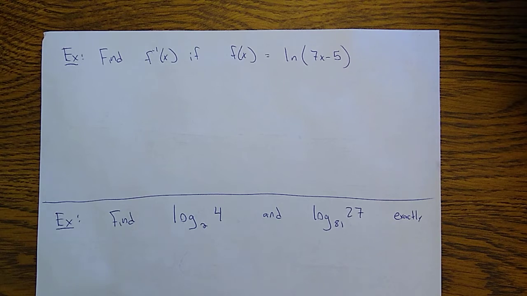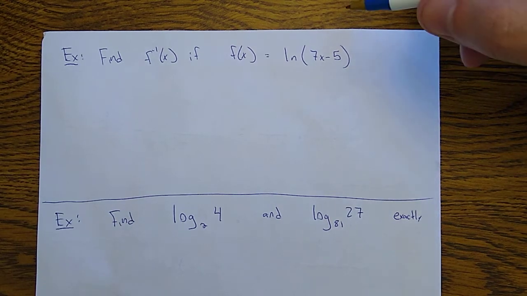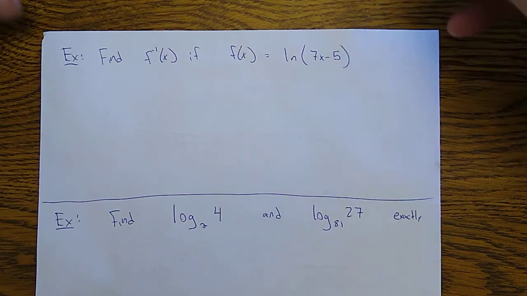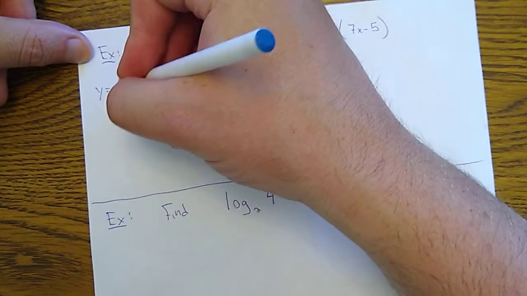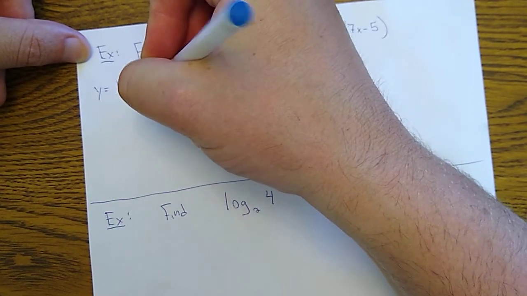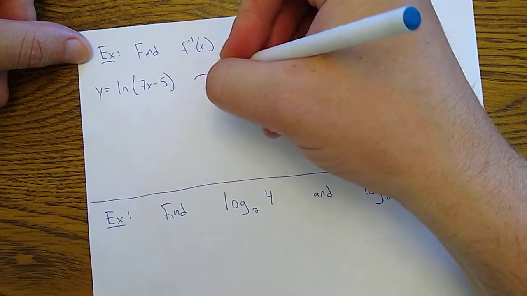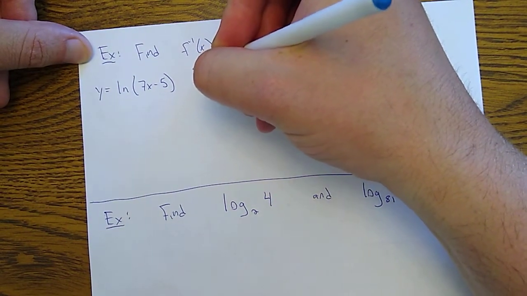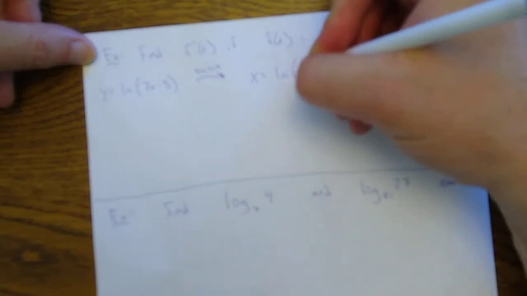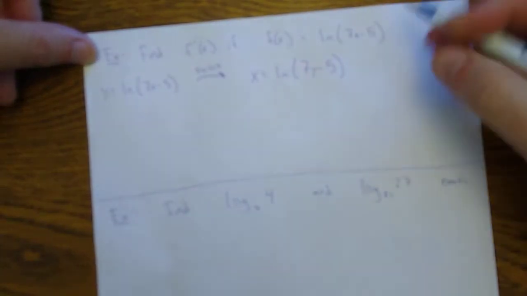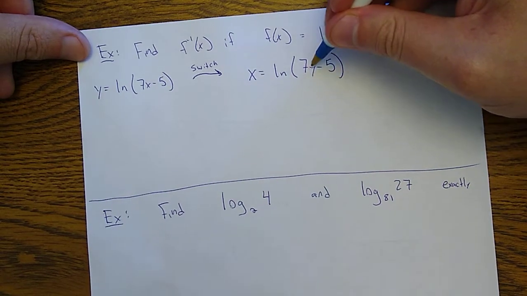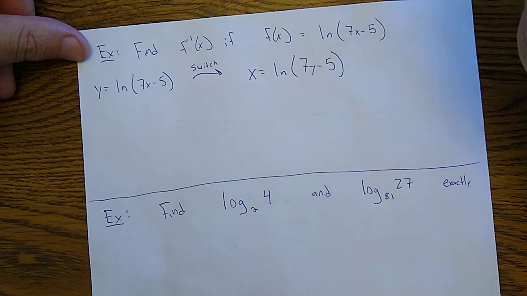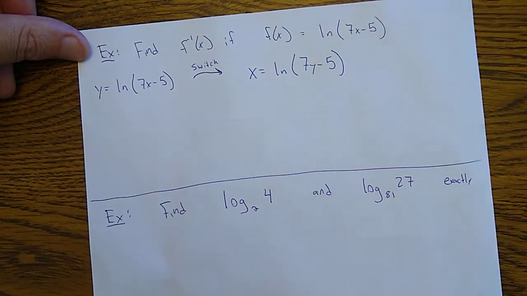Let's do one more inverse. This one. I start the same. I switch. Now I want to solve this for y. And again, the algebra is always different. This time I have a y inside of a logarithm. So I want to get that y out of there.